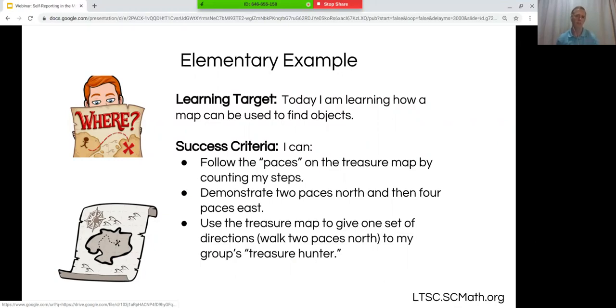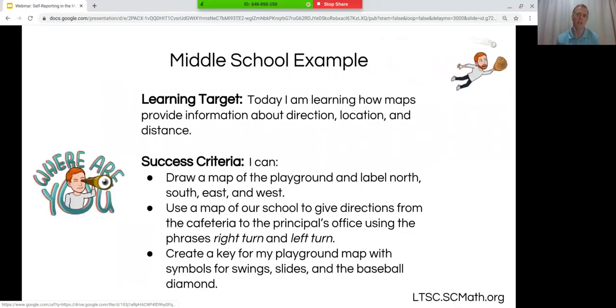Here's a middle school example. The learning target is today I'm learning how maps provide information about direction, location, and distance. Success is going to be I can draw a map of the playground, I can use a map to give directions, and I can create a key for my playground map. Okay, so once again, look at those verbs. Those verbs are really going to set up what it looks like for a kid to be successful on these pieces.